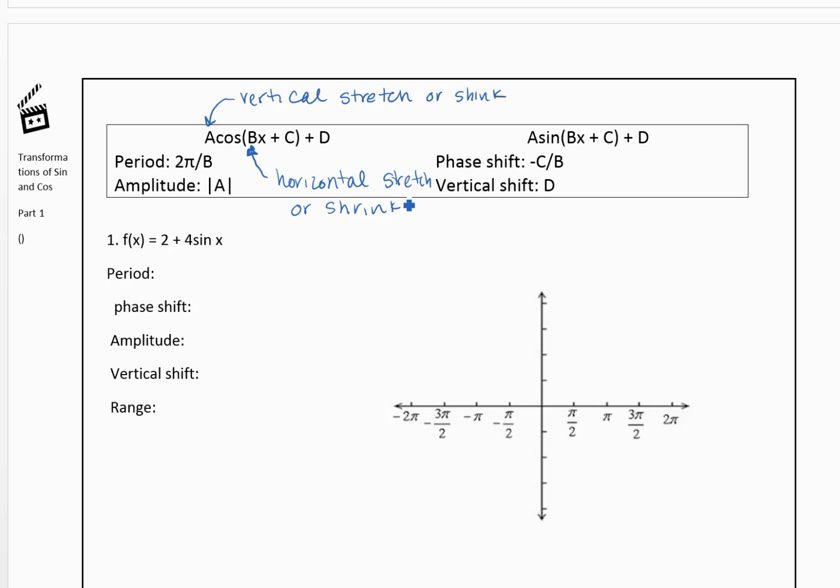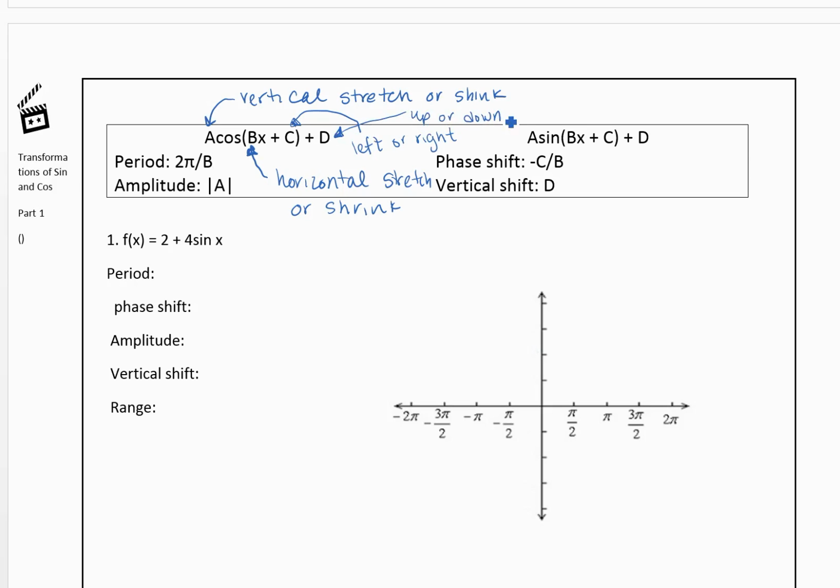Okay, next we could add or subtract a number inside the parentheses. So that's the c, and that's going to move it left or right. So a horizontal translation. And remember, it's left if it's positive and right if it's negative. Okay, and then adding the d to the end, that's our vertical translation. That's going to move it up or down.